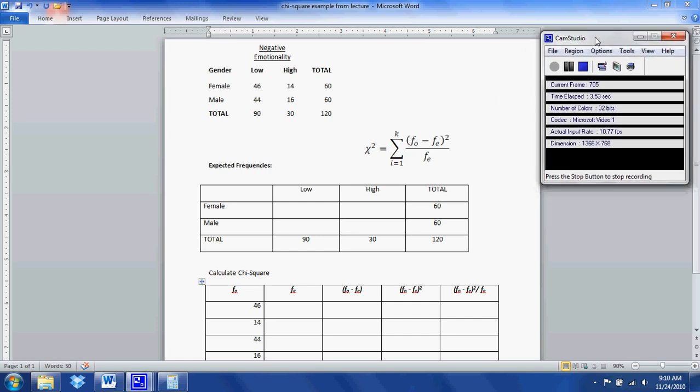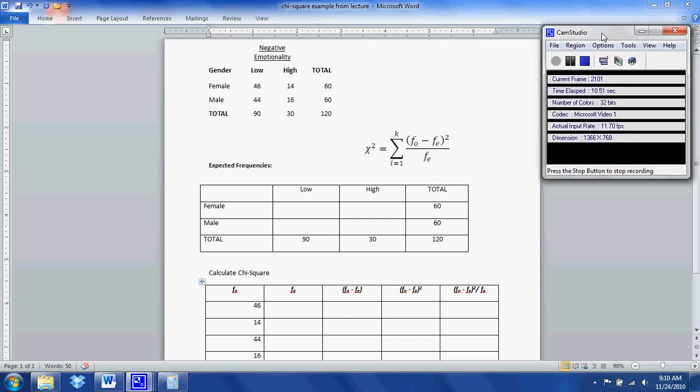Hi everyone. This is the chi-square example that's in the lecture. Pardon my little video clip up here. I need to keep my eye on it to make sure it continues to record. But here we go. We've got the chi-square example from the lecture, and I just want to walk through it by hand for everybody.